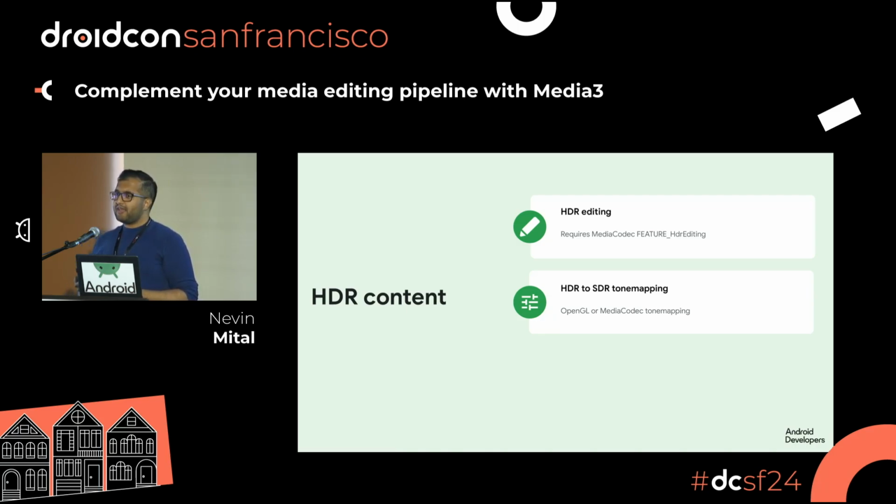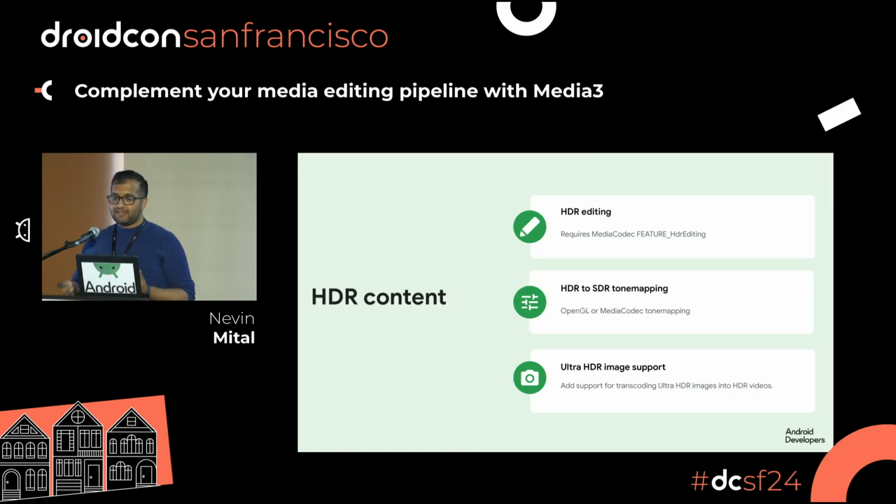This is supported on API levels 29 and above, and if OpenGL tone mapping is not supported, then Transformer will throw an export exception. Alternatively, you can also use the framework media codec for the tone mapping, and this operation is supported from API level 31 and above. And finally, we're adding support for Ultra HDR images in the Media3 1.4 release that's coming up soon.